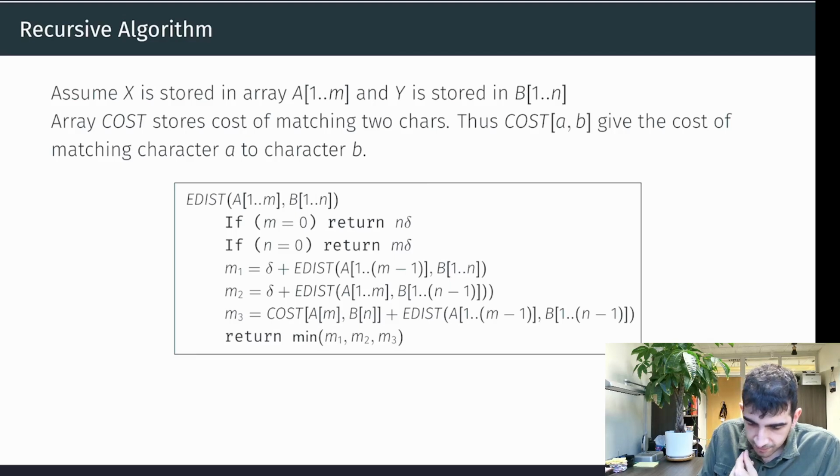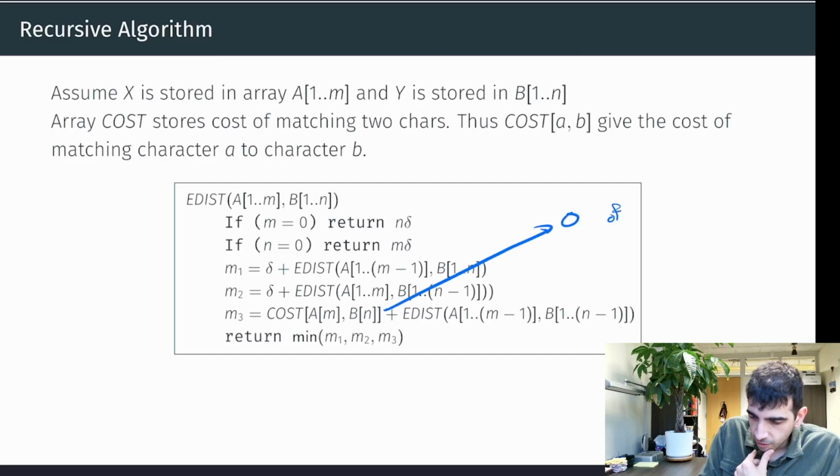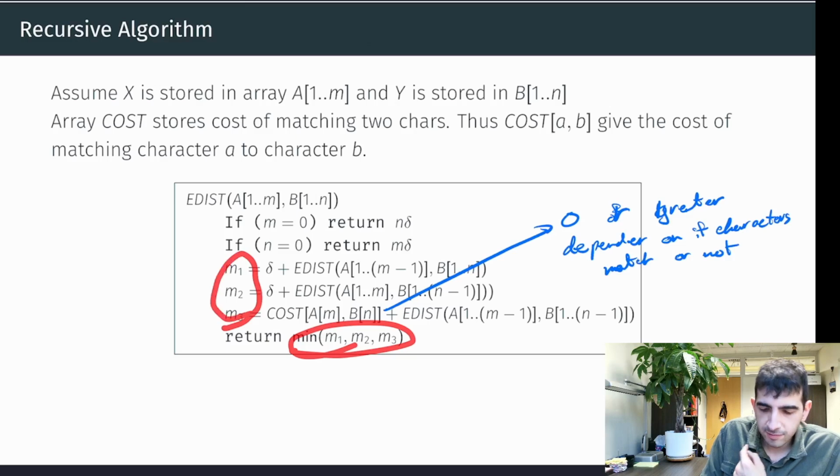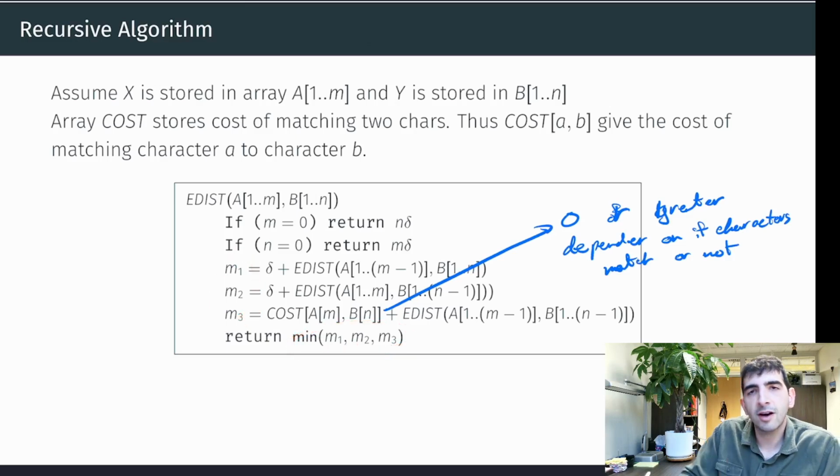And remember, this cost function is 0 or 1, or greater, I should say, depending on if the characters match or not. And then we simply return the minimum of these three costs. And that's just how it works.